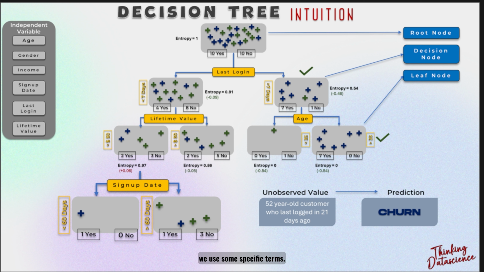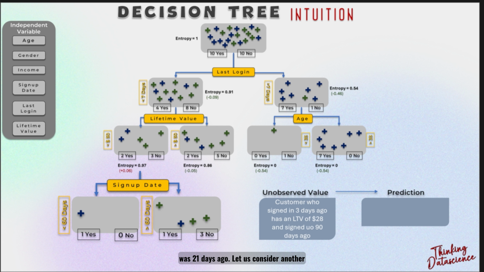In a decision tree, we use some specific terms. Each group we split is called a node. The root node is the first node at the top of the tree. When we split a node, it becomes a decision node. The final split node in the tree is called a leaf node, where there can be no more splits after that. This is where we get our prediction, just like the example we saw earlier with the 52-year-old customer whose last login was 21 days ago.